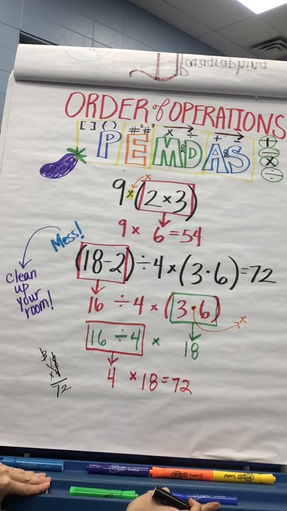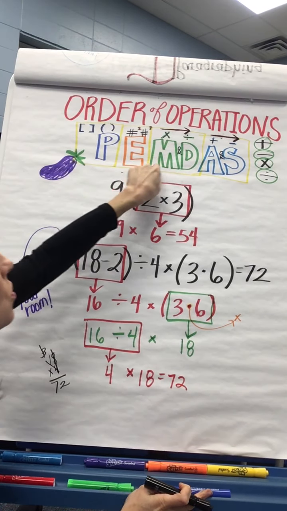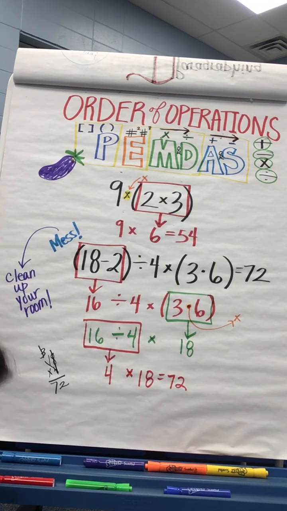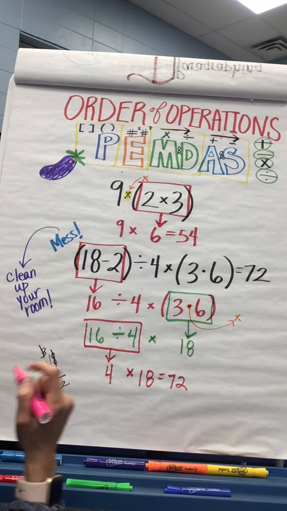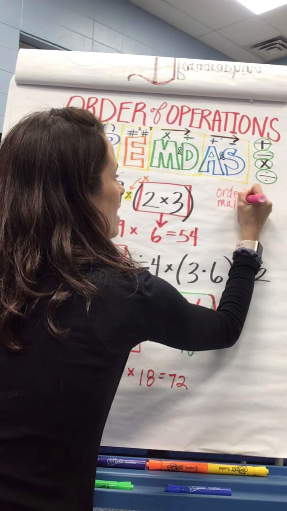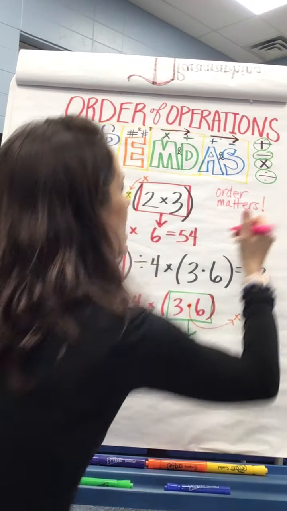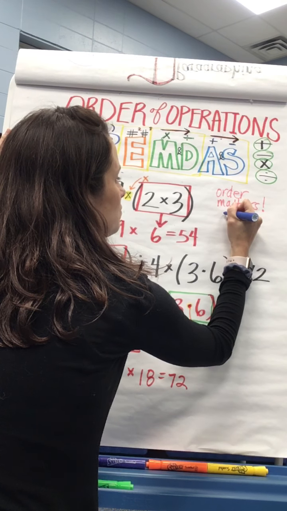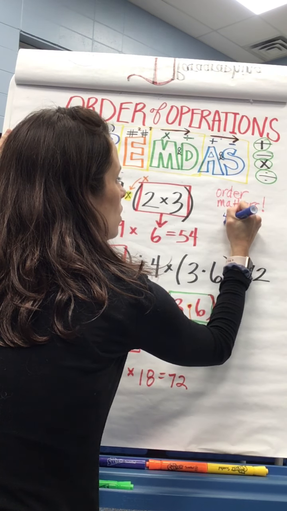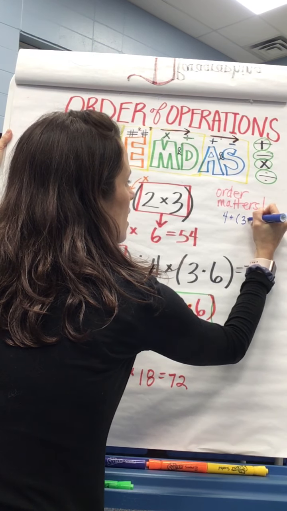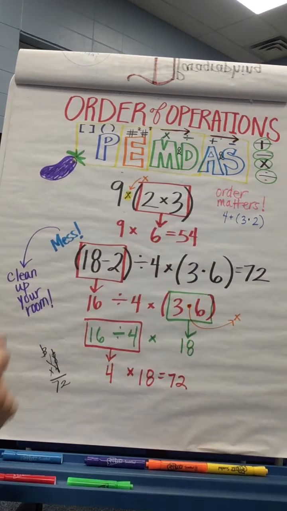I do want to warn you, if you do not use the order, we can look at some examples together in class. If you do not use the order, your answer can come out incorrectly. And actually, I'll just do a quick little side example here. Order matters. Okay, so we'll just do a really tiny example. If you look at 4 plus 3 times 2, okay? Just that simple example.